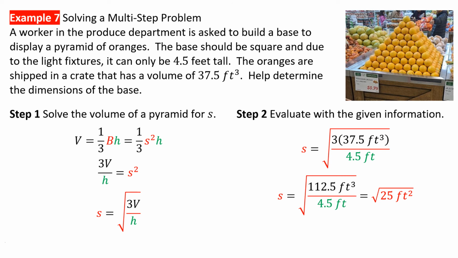And so underneath the radical sign is now 25 feet squared. That's the area of the base. When we take the square root, we'll come out to s equals 5 feet. So we've gone from something that was cubic, representing volume, down to square, area, and now we've got a linear dimension, s equals 5 feet. So when this person builds that base, it should be 5 feet by 5 feet.